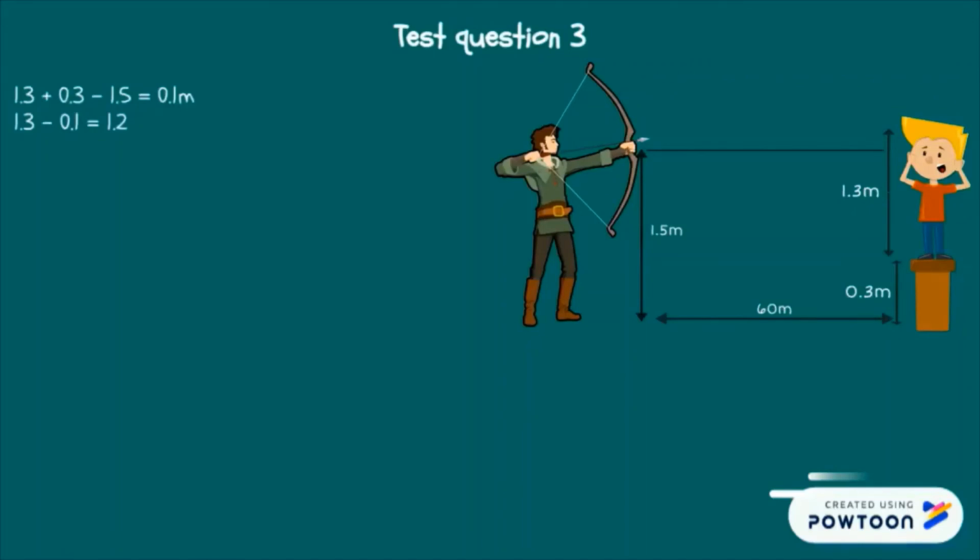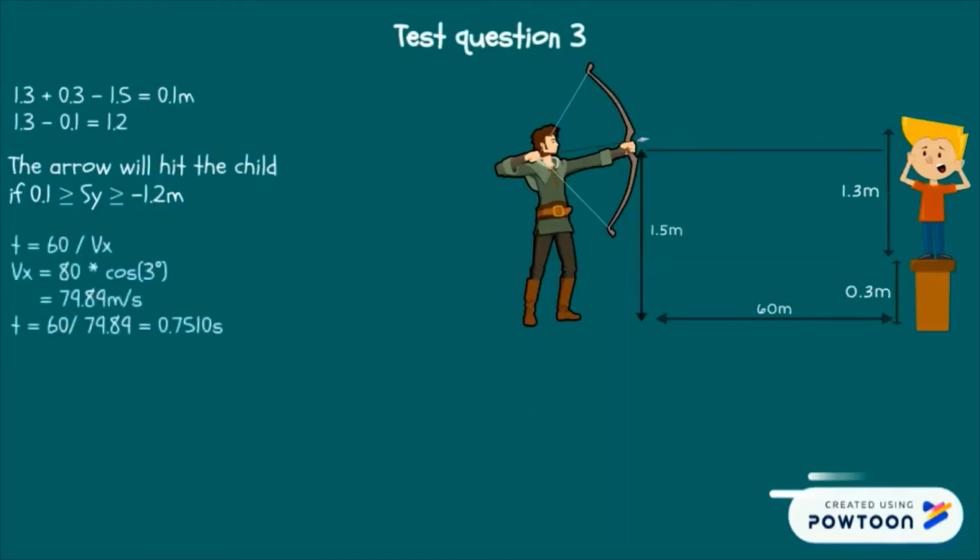Alright, with this, we can now establish the fact that the arrow will hit the child if the vertical displacement of the arrow were to fall between 0.1 meters and negative 1.2 meters. The first step to finding the vertical displacement of the arrow is to find the time taken for the arrow to travel 60 meters. So the first thing that we'll need is the horizontal component of the arrow's velocity, which we can find by multiplying u, the initial speed of the arrow, by cosine 3 degrees, and we'll get 79.89 meters per second. This is rounded off to 4 significant figures.